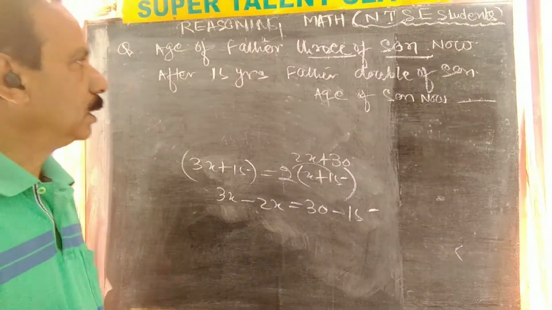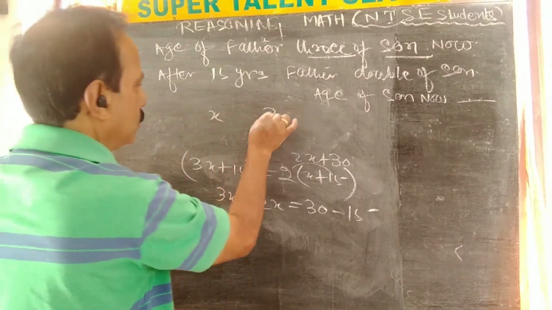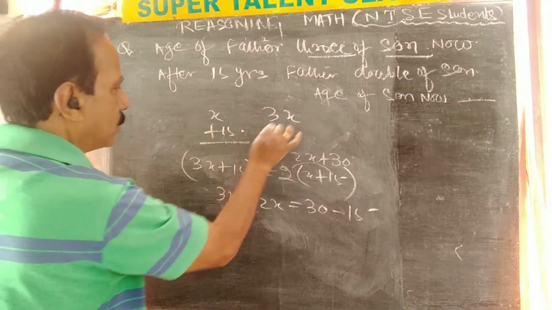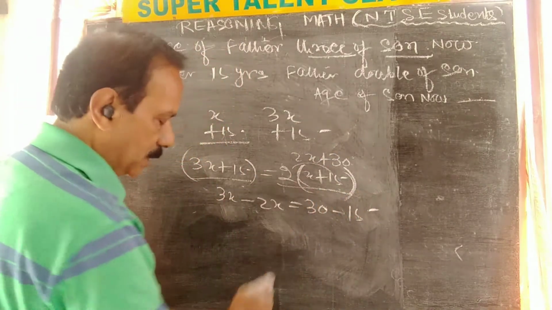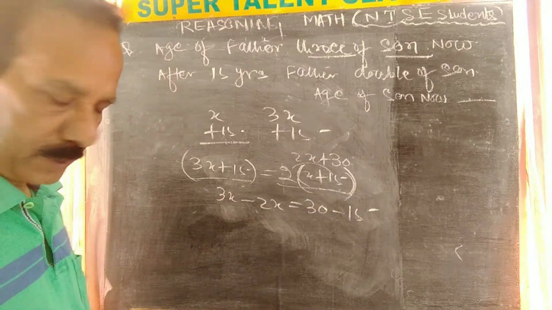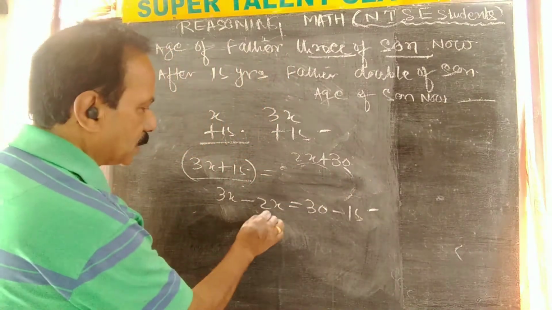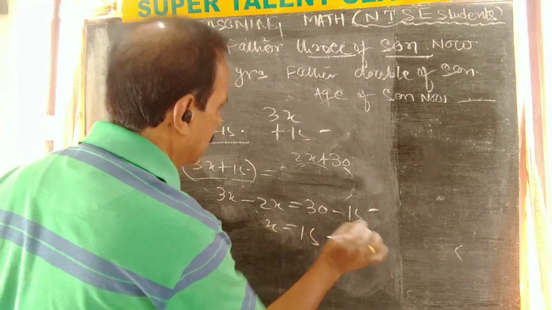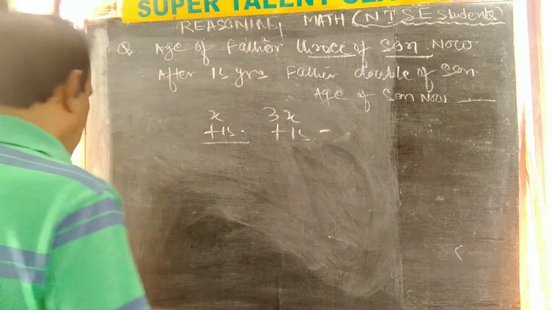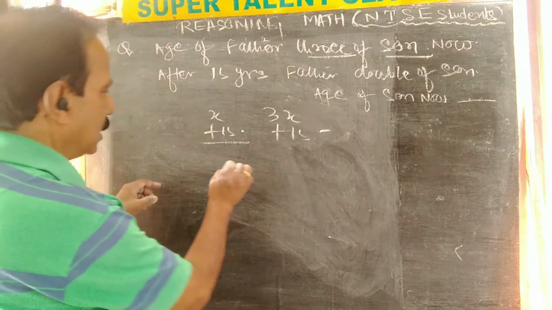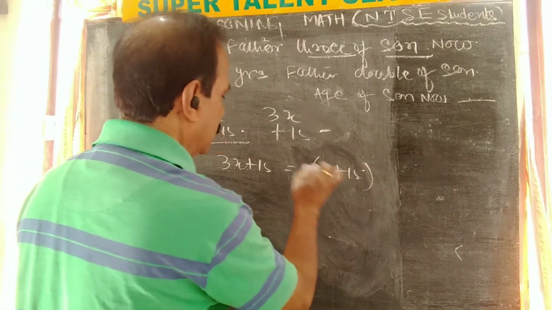Here you see, the father is thrice the son's age. If it is x, the father will be 3x, plus 15 after 15 years. Look, 3x plus 15 is twice x plus 15. That will be 2x plus 30. Quickly you can solve it. 3x minus 2x is 30 minus 15, that is x equal to 15. Right? Here you see, just twice. If you use a little brain, you immediately make the concept clear.